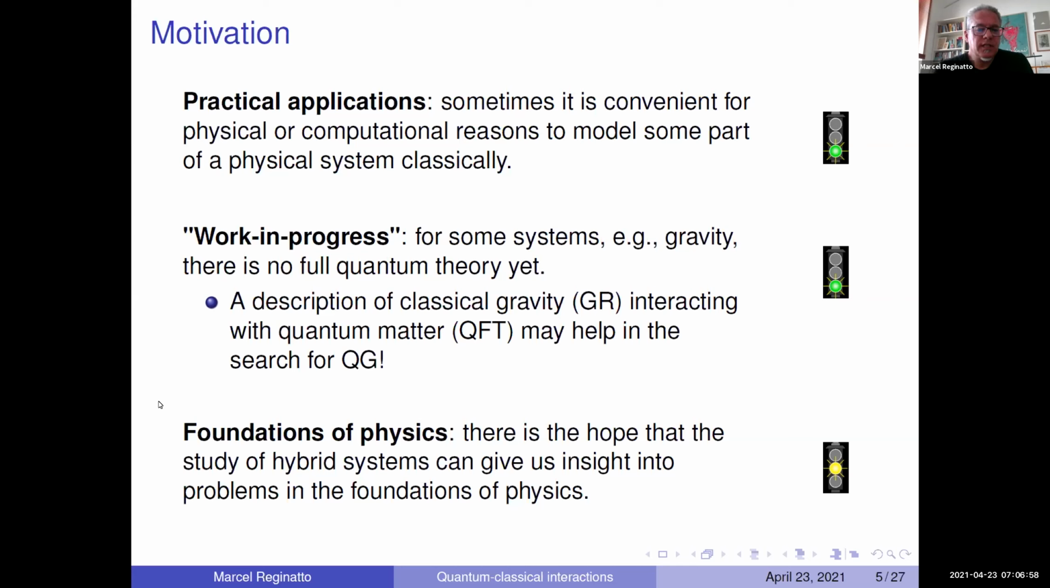Where I think one needs a little bit of caution is applying hybrid systems to foundations of physics. There is definitely a lot of insight that is gained from it. And you're pushing both classical and quantum systems to the limit in some sense, and you're learning about them.